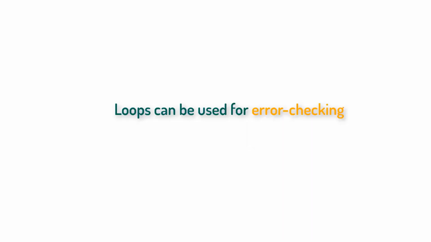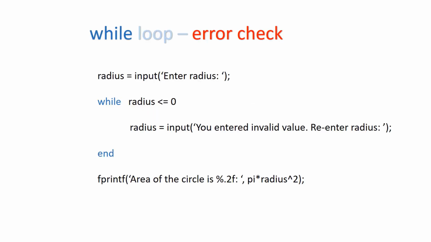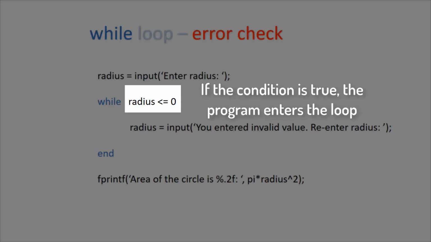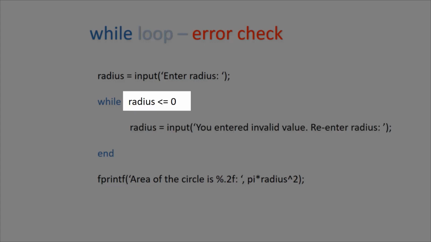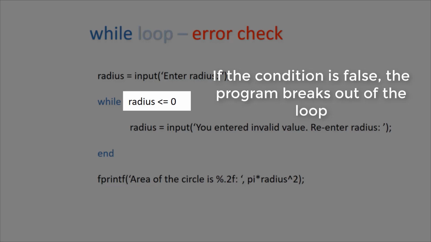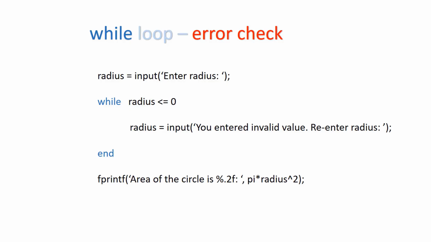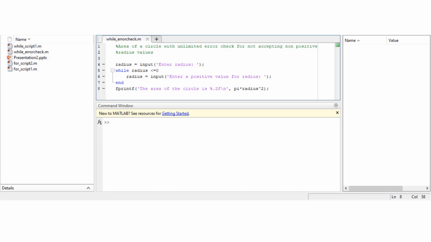Now let's see how loops can be used for error checking. In this program, first we are taking the input for the radius. Now this while loop checks for the condition, radius less than or equal to 0. If that is true, the program enters the loop. Inside the loop, we are prompting the user again to enter a valid value for the radius. Now, if the user enters a valid value, that condition will be false. The radius will be greater than 0. That is when you break out of the loop and then execute the fprintf statement, which evaluates the area.